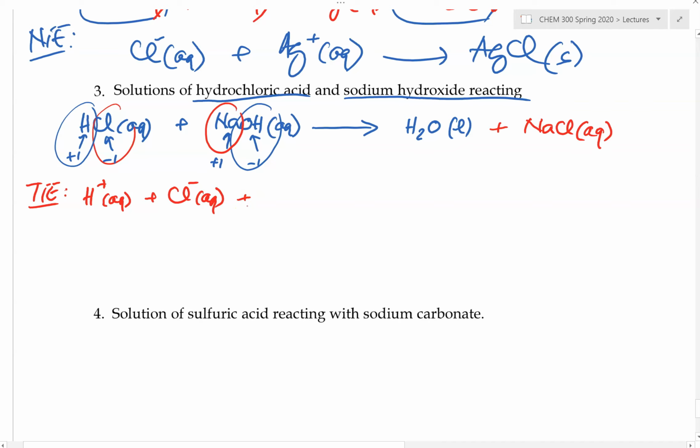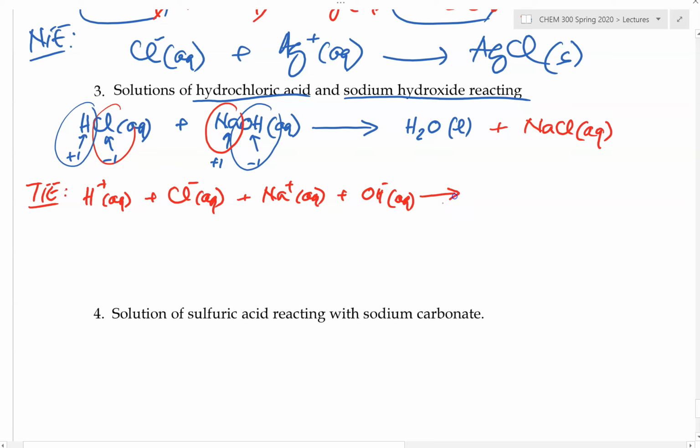And now moving on to sodium hydroxide. Should we break sodium hydroxide into ions? And the answer is yes, because this is a soluble ionic compound. So we have sodium ion, aqueous, and the hydroxide ion, aqueous. Okay, there we have it.